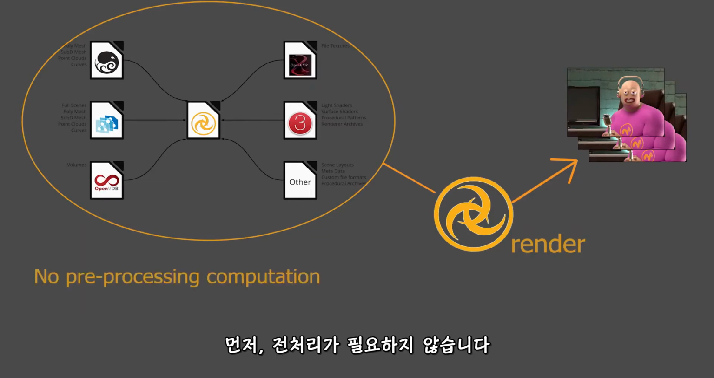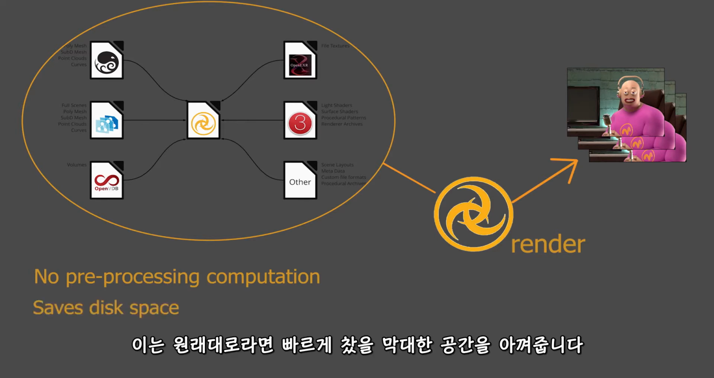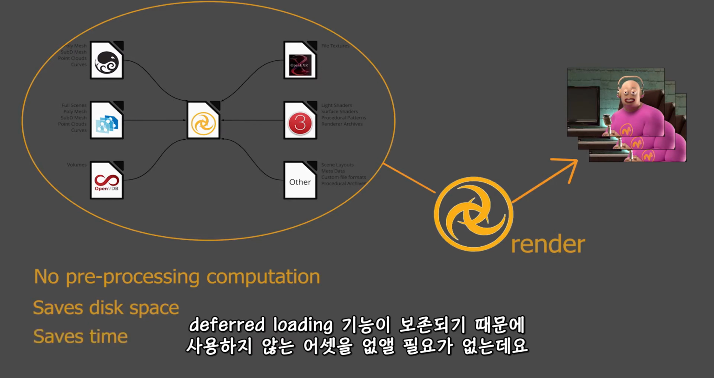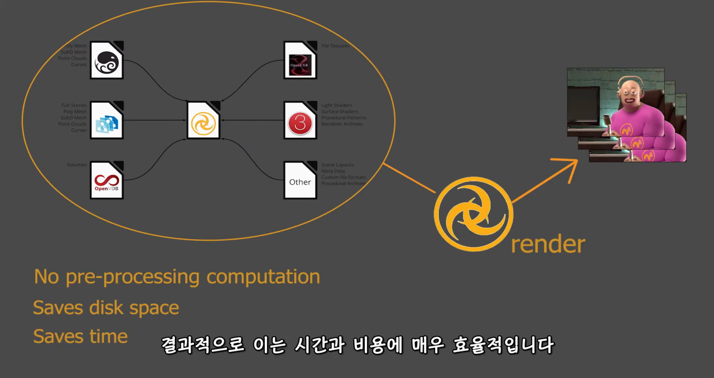First of all, you don't have to pre-process anything, hence removing the need of RIB, VR scenes, or ASS files. This saves a huge amount of space that is otherwise used up really quickly. The deferred loading feature is preserved, and you don't necessarily need to remove unused assets, since they're not processed anyway. As a result, this can be very time and cost effective.